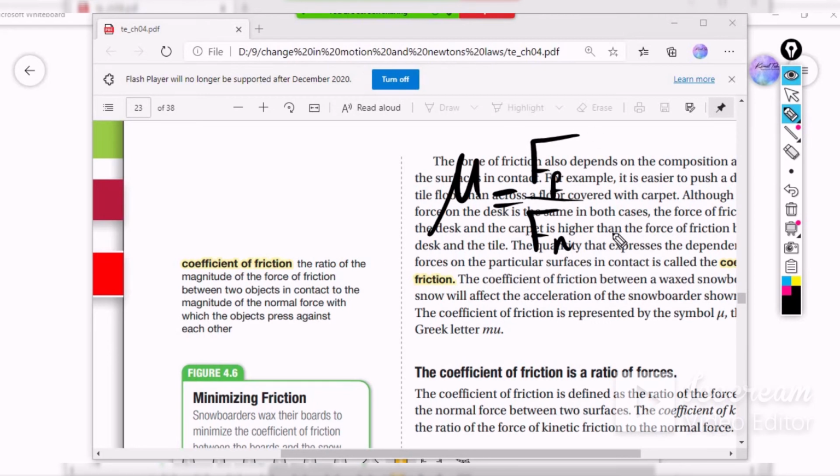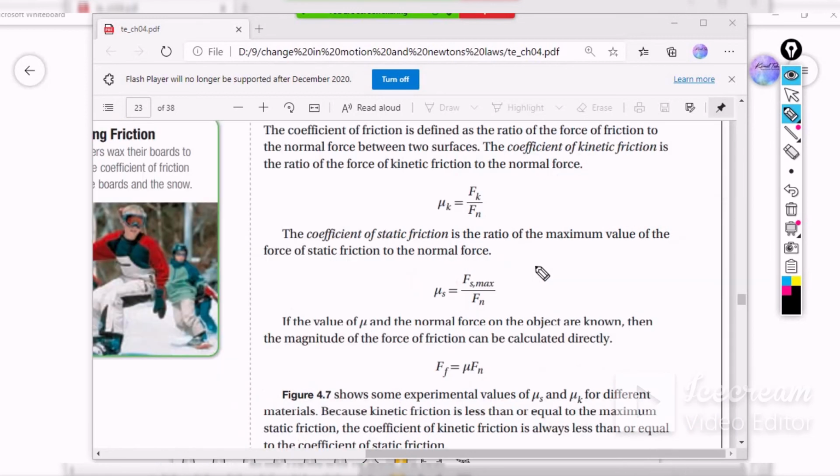And scientists can calculate the coefficient of friction this way. When we know the frictional force and the normal force, we can measure the coefficient of friction. And they made all of this table to list the coefficient of friction between two surfaces. As I told you before, this coefficient depends on the composition and the quality of the surface.